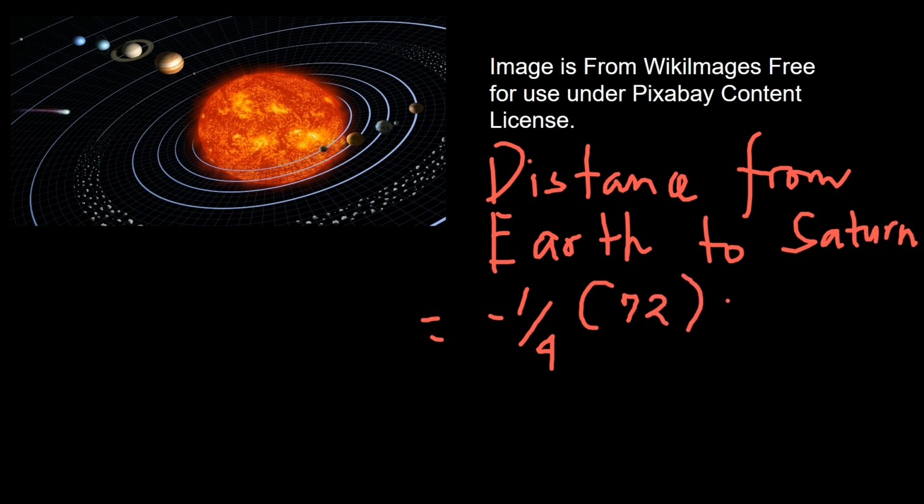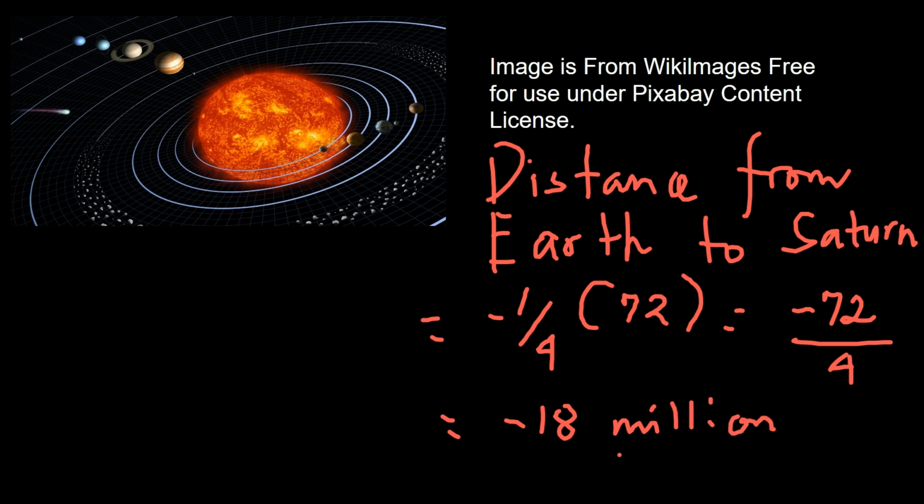So negative 1 times 72 is negative 72, divided by 4. Negative 72 divided by 4 would give us negative 18. So that is actually negative 18 million kilometers.